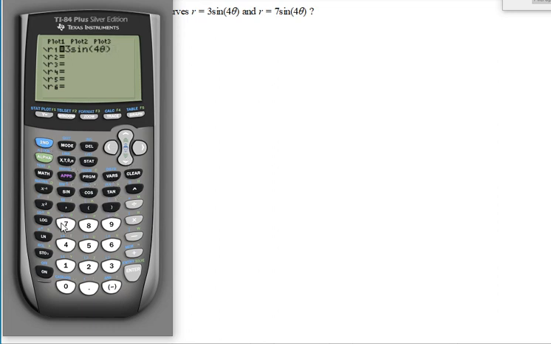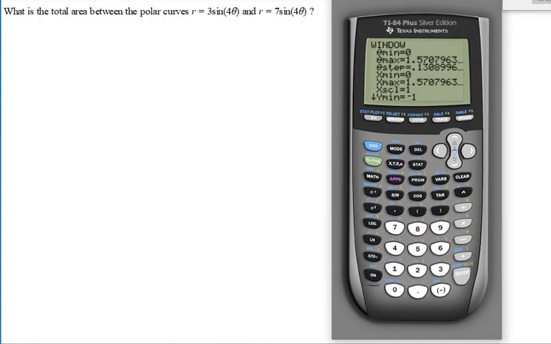And r2, 7 sine of 4 theta. And then on the window size, we don't necessarily know what's going to be the entire graph. Usually the most common thing is 0 to 2 pi, but occasionally it repeats more often than that depending on the equation. So if you want to be safe, just try 0 to pi to start with. And let's make our x minimum. You can see sine goes up to 1, so this one could go as large as 7. So let's go from negative 8 to 8 on the y minimum x.